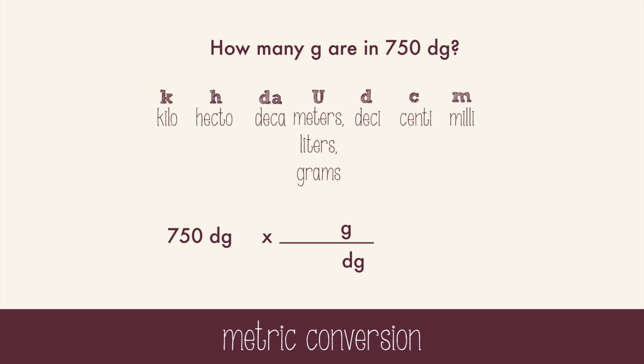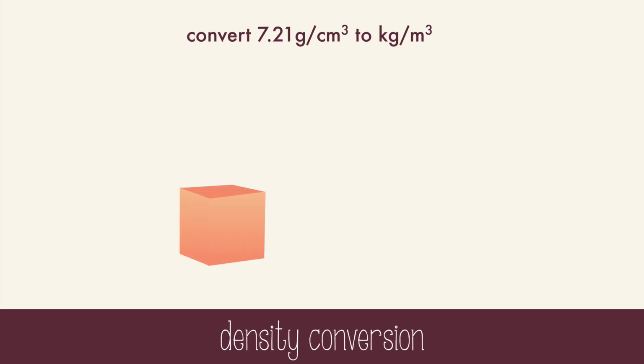Now give the larger unit a value of 1. And with metrics, see how much smaller the unit is by multiplying. We move from deci to the base unit in one move, so it's just times 10. Now calculate the answer, and you get 75 grams. Let's do one last problem. Convert 7.21 grams per cubic centimeter to kilograms per cubic meter.